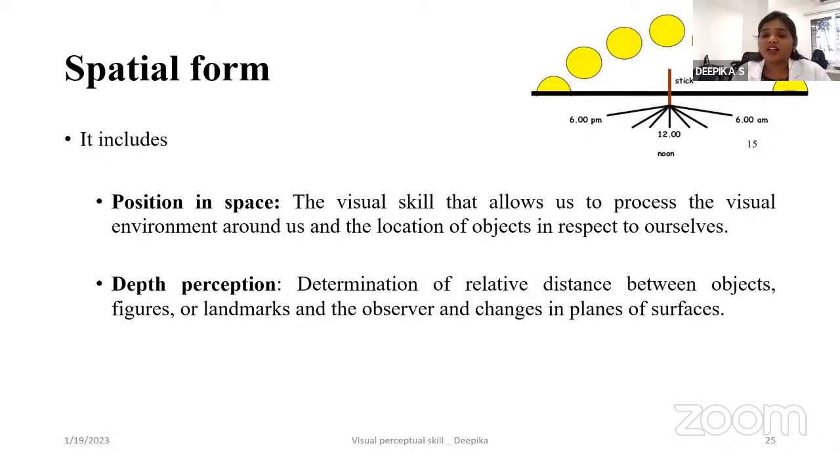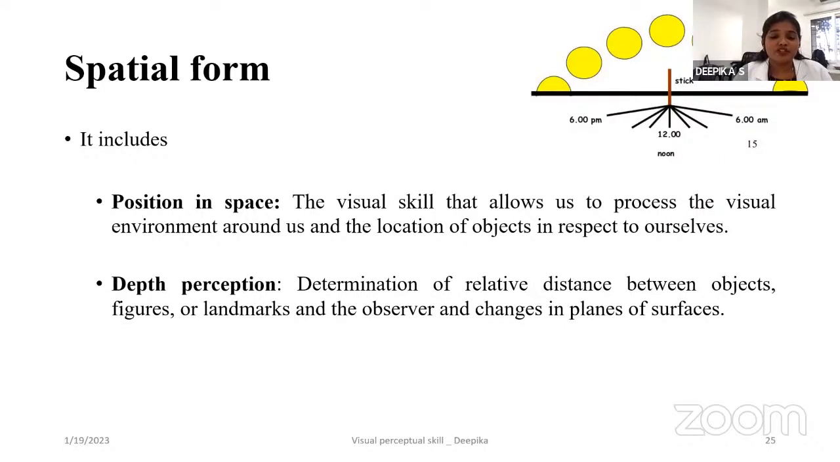So while we are standing on the ground, we can see the shadow changing with the time. In the morning it will be on one side, and in the afternoon it will be on the other side. The sun will change its position from down to up, so the position will change.